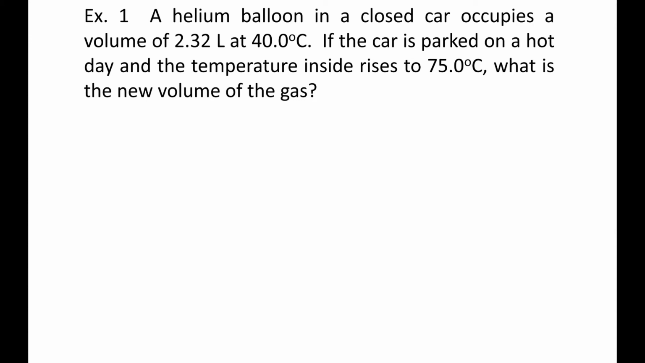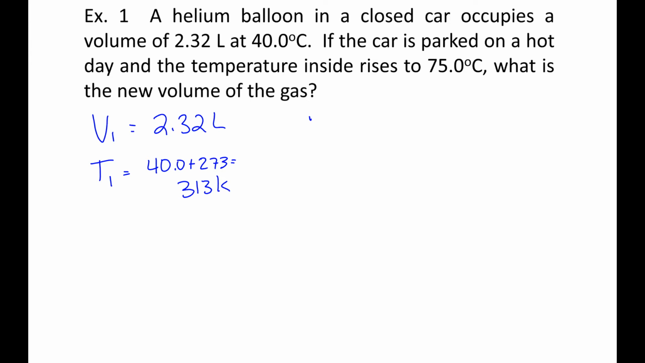Well, just like we did with Boyle's law, you need to define the variables. So we're looking at V1 and T1, and then I'll write V2 and T2 next. V1 is 2.32 liters. Now, T1 is not 40. We have to add 273 to it, and we get 313 Kelvin.